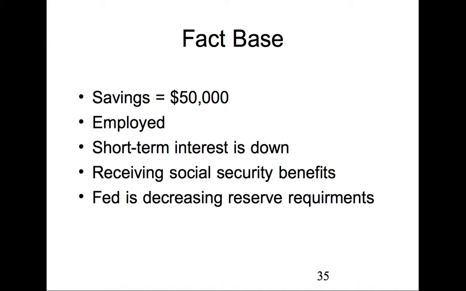One fact might be savings is equal to $50,000. So the person has $50,000 in savings, okay, and they're employed. And short-term interest rate is down. And receiving Social Security, they're also receiving Social Security benefits. Well, that might tell us that they're old, which is kind of interesting because they're allowed to ask you for your age, and they can use age as a determinant.